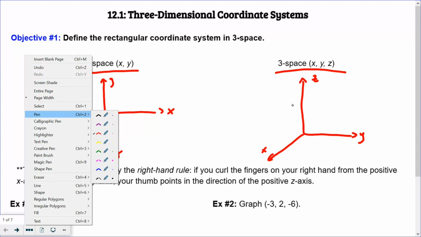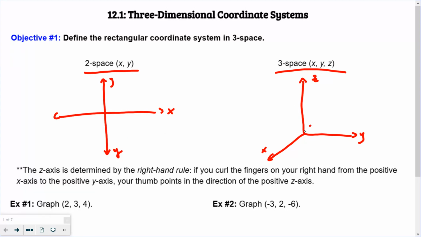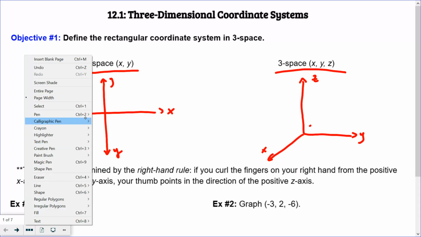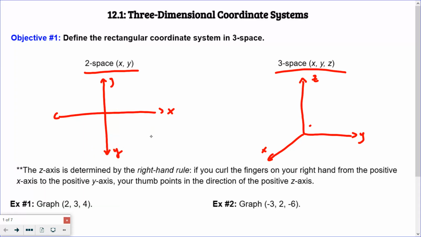I'm going to draw those in green. Ooh, I thought it was green. It looked like it got red still on me there. So if I go to my green, this would be my negative x-axis. This would be my negative y-axis. And going down here, that'd be my negative z-axis.